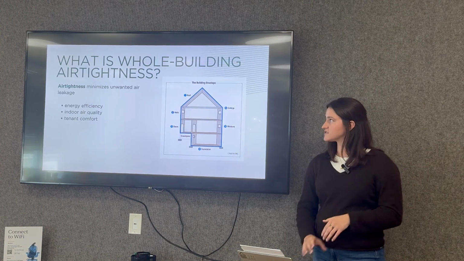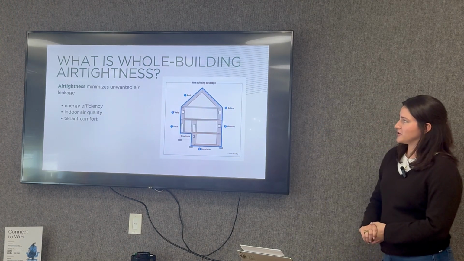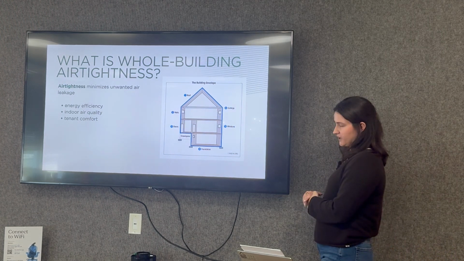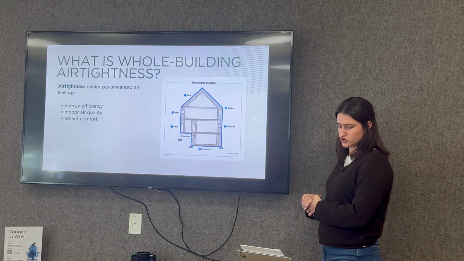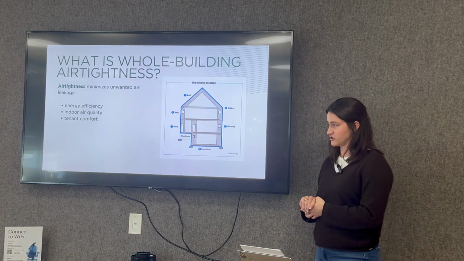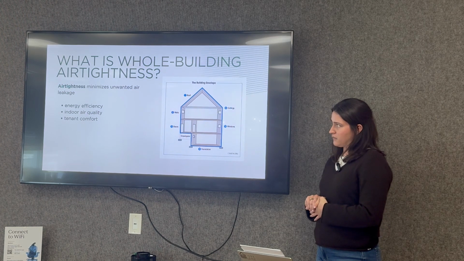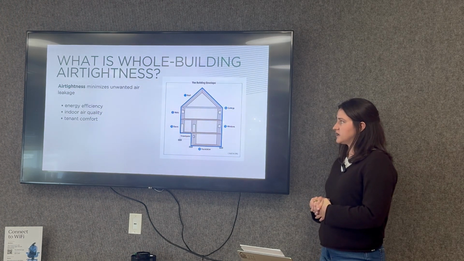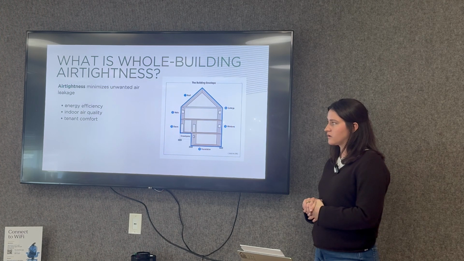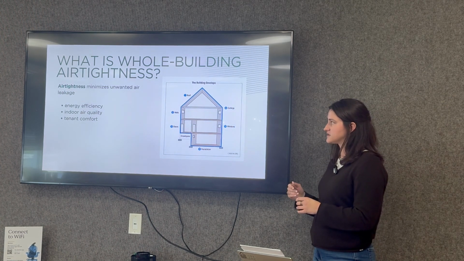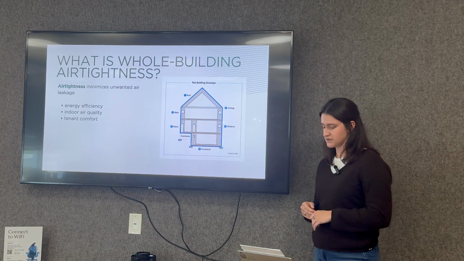So what is whole building air tightness? Air tightness minimizes the unwanted air leakage in or out of a building. And since we know that air moves due to pressure differences, if there's gaps in our enclosure, the air is going to find its way in or out. Air tightness promotes energy efficiency, the control of indoor air quality, as well as tenant comfort. And it also inherently prevents condensation and any unwanted pests.